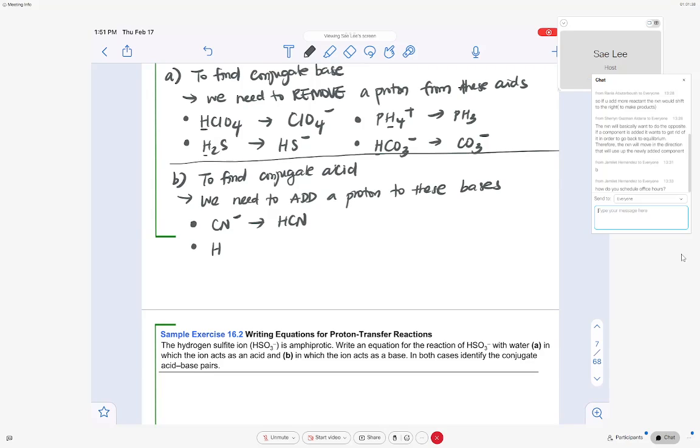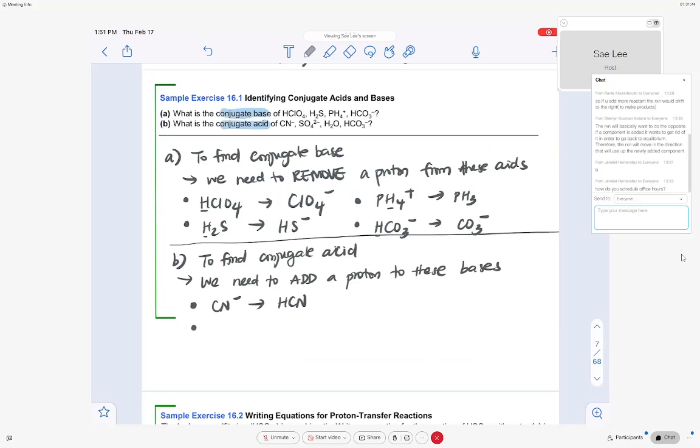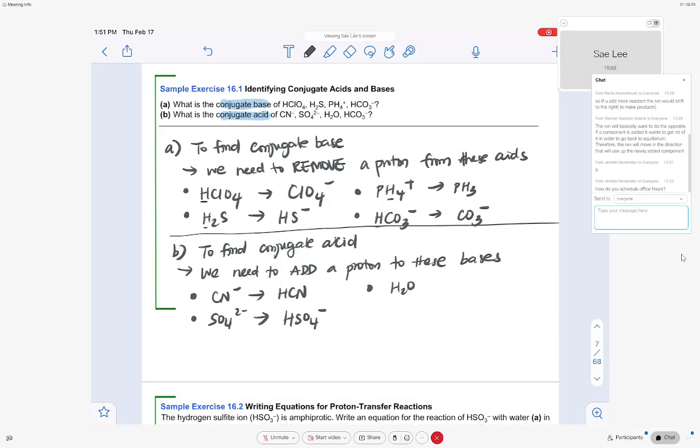For the sulfate ion, the conjugate acid, if you add a proton to this, is the hydrogen sulfate ion. The conjugate acid of water, very easy, we've done this many times, is the hydronium ion. The conjugate acid of bicarbonate: you add a proton to here, you have carbonic acid.